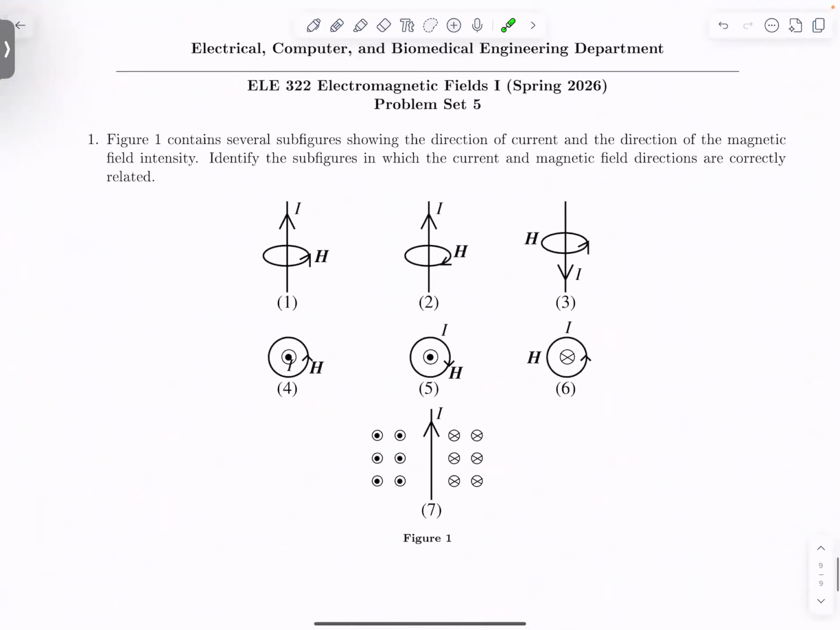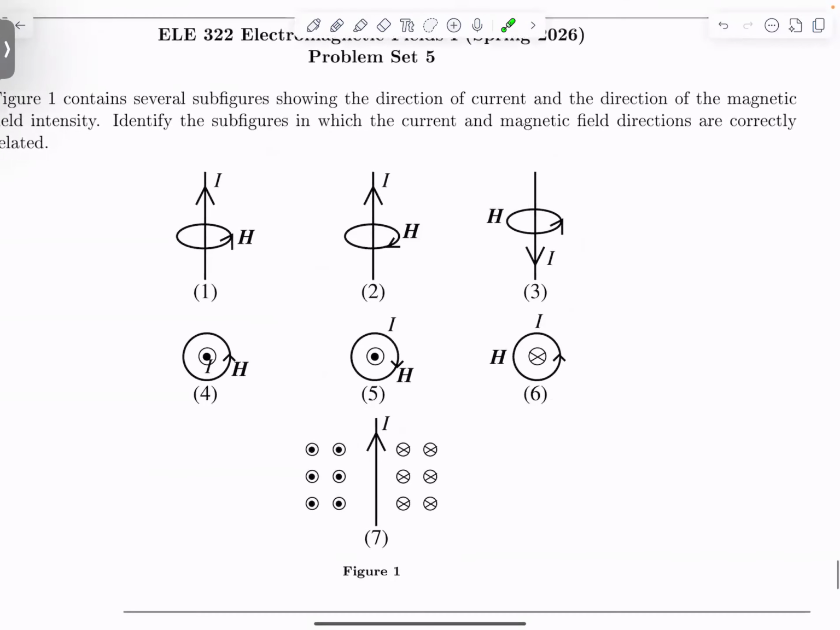If that makes sense, here is one problem. I don't have the handout for you yet, but you just need this figure. There are several configurations given, several pairs of current and magnetic field intensity. Which ones are correct, based on what I described? Remember, if we hold our right hand like this, the fingers curl in the direction of the magnetic field intensity, and the thumb points in the direction of the current.